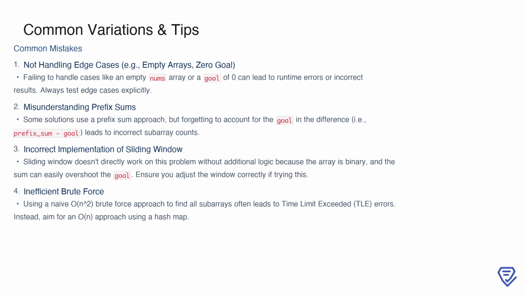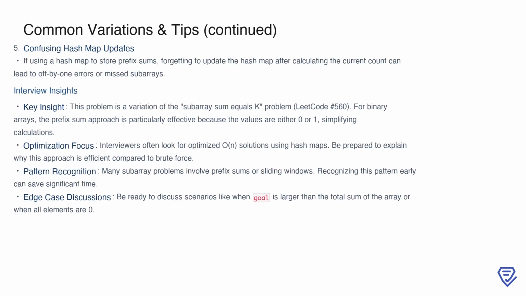Another pitfall to watch out for is confusion when updating the hash map during a prefix sum implementation. If you forget to update the hash map after calculating the current subarray count, this can lead to off-by-one errors or missed subarrays entirely. It's important to update the map immediately after processing each prefix sum to ensure accuracy.